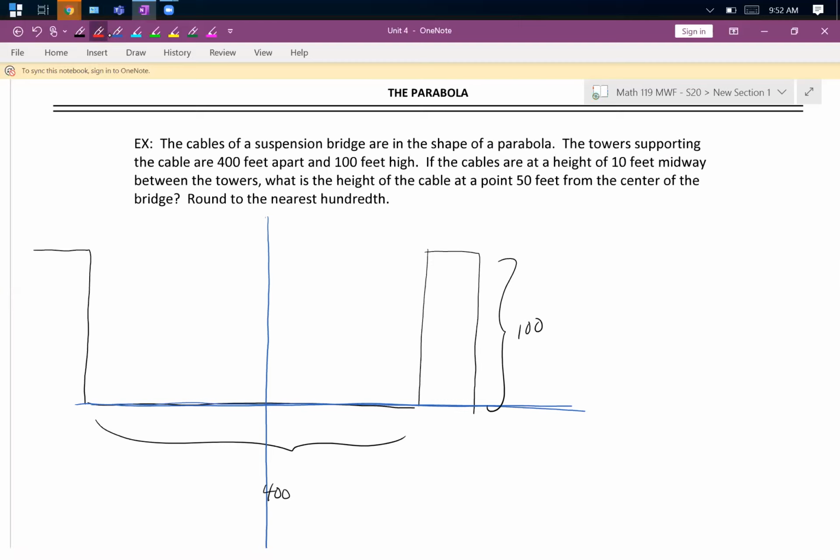It says that the cable is 10 feet up, midway between. So I would put the vertex right here. So the vertex isn't quite on the origin, but I think it's going to help us when we're writing the equation. So here are our cables.